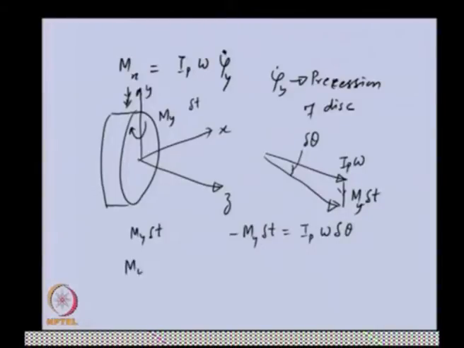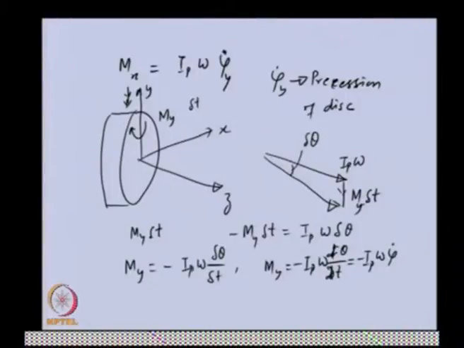This can be written as dy as minus I p omega delta theta by delta t, and in the limit this can be written as minus I p omega delta theta by delta t, and this I am expressing as I p omega theta dot about the x axis. So, this is the angular velocity about the x axis. So, this is the gyroscopic moment which will be acting about the y axis if we are giving a precession about the x axis by delta x.